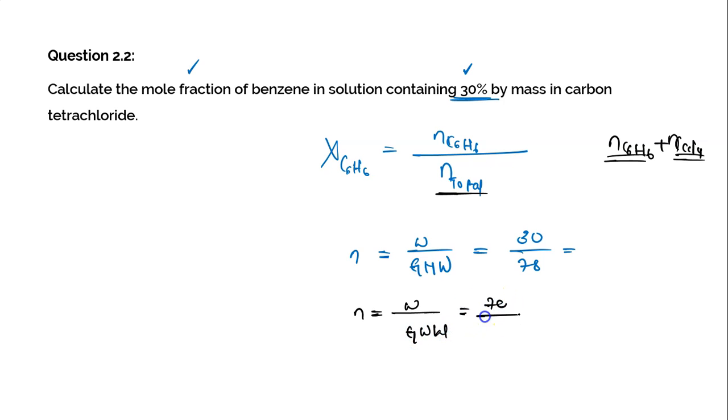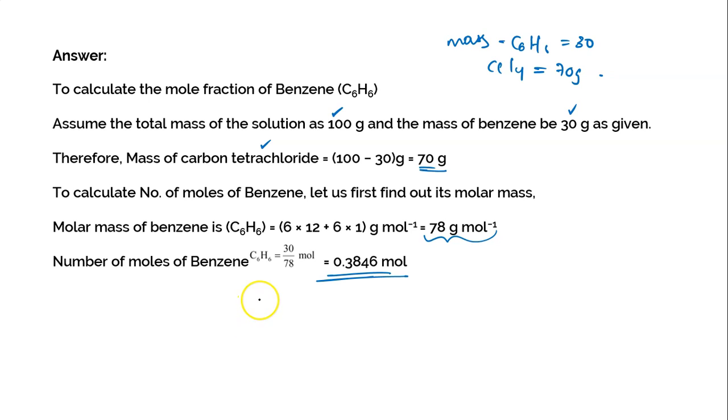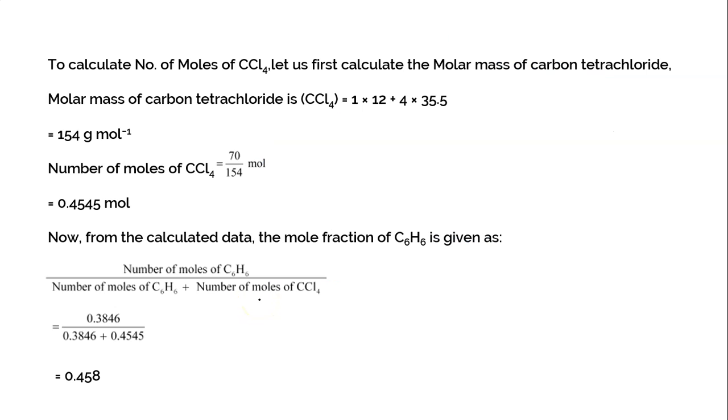Weight is 70 as per the interpretation that we have done over here, right? And what is the molar mass? The molar mass of carbon tetrachloride is 154 grams. So it's got to be 70 divided by 154. In total, it is 0.4545 moles.